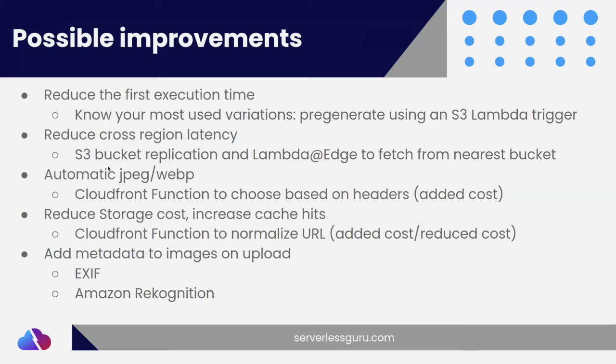Then there could be something to choose automatically between JPEG and WebP. Now it's the client who has to choose that. So we could have a CloudFront function or a Lambda@Edge function. As long as you only work with headers, a CloudFront function is faster, cheaper, and easier to maintain than Lambda@Edge. Then, based on the Accept header, we could rewrite the backend request to fetch JPEG or WebP. Obviously that adds cost, because your CloudFront function will be invoked on every client request. So if more customers come to see your images, your bill will increase.